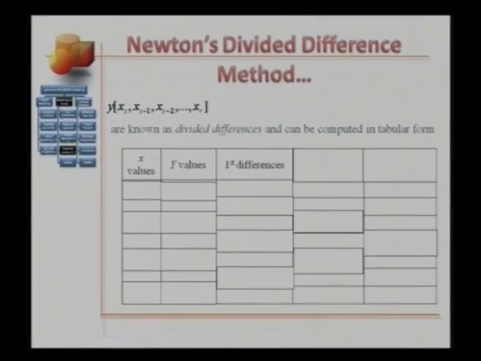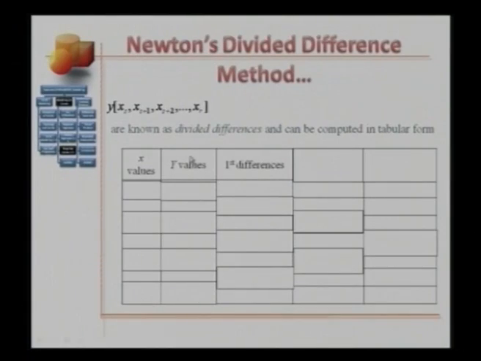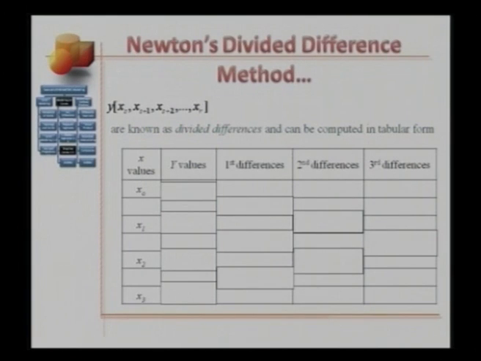The third column will have the first divided differences. So what would make this second column here? The y values. They would be the 0th divided differences. The fourth column here would correspond to the second divided differences, and so on and so forth. The third divided differences for the fifth column. Anyhow, let's arrange first all the x values: x0, x1, x2, and x3 in this example.